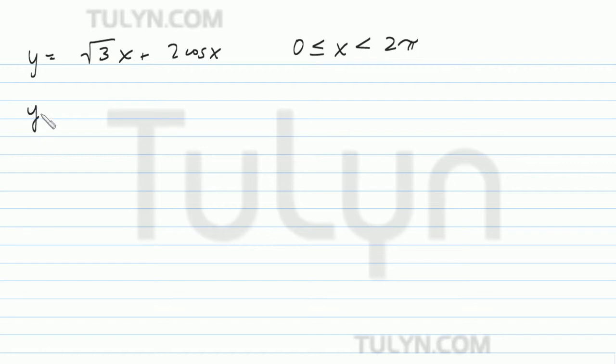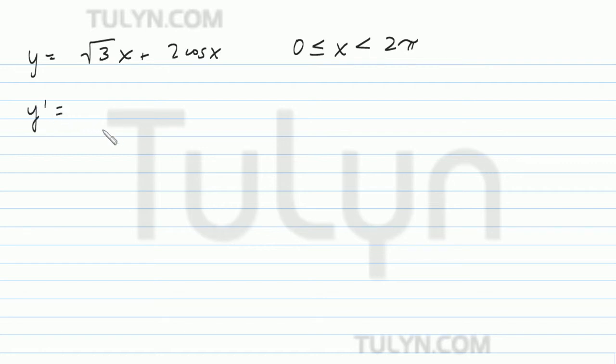Determine the points, if any, at which the function has a horizontal tangent line, given y equals the square root of 3 times x plus 2 cosine of x, where x is greater than or equal to 0 and less than 2 pi. So go ahead and find the first derivative.